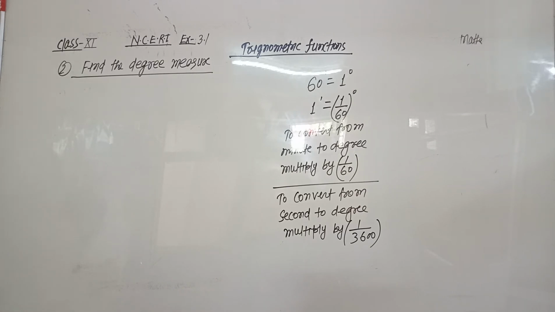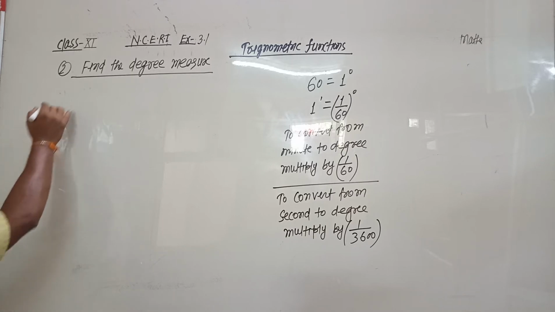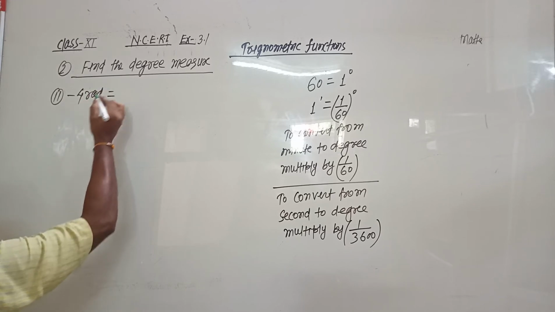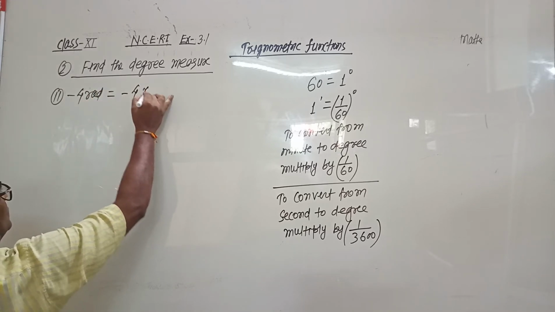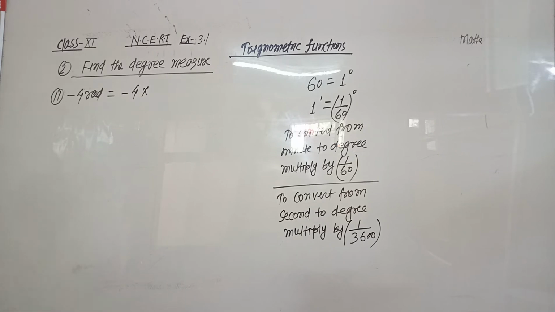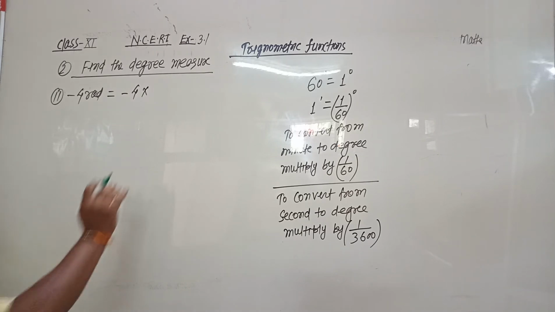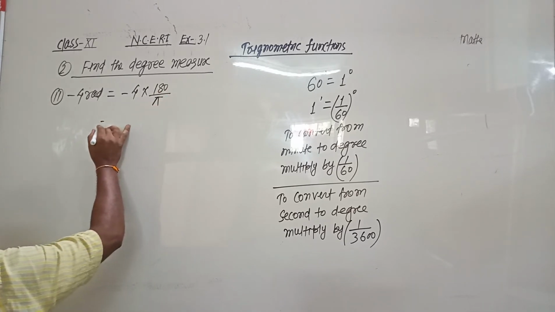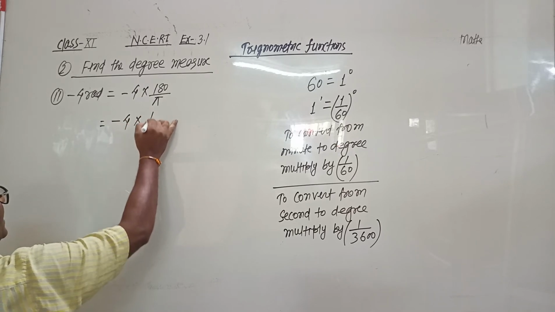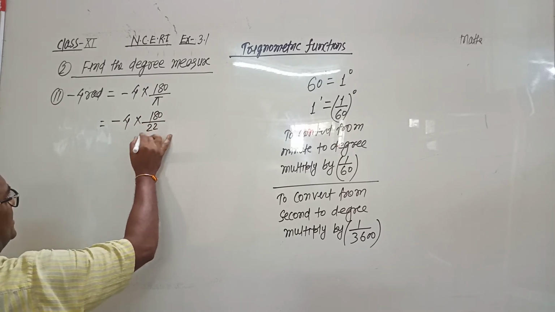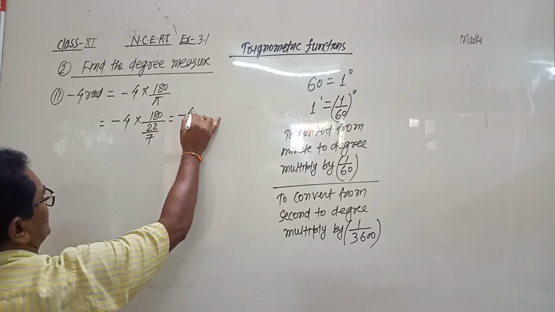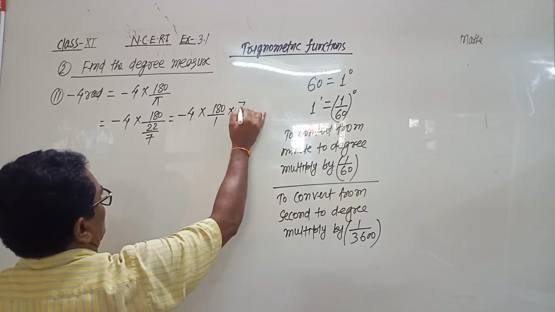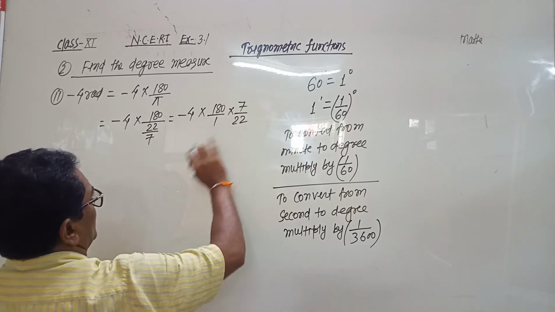This is -4 radian. We have to convert it into degree. To convert from radian to degree, multiply by 180 by pi. So we get -4 into 180 upon 22 by 7, and minus 4 into 180 upon 1 into 7 upon 22.